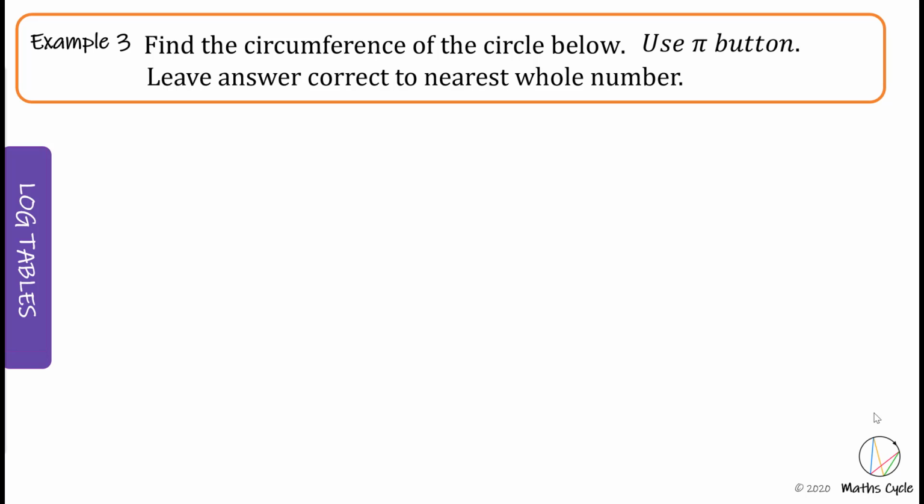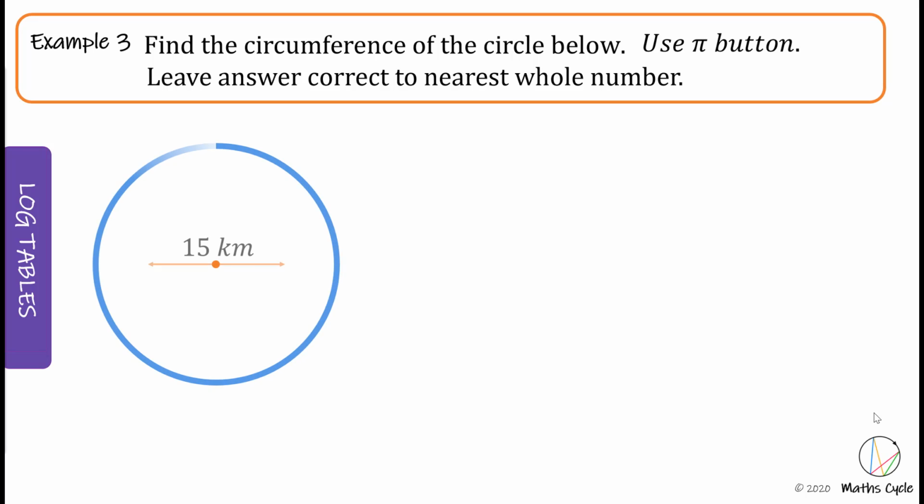Now, example number 3. Find the circumference of the circle below. This time use the pi button on the calculator and leave the answer correct to the nearest whole number. So we can see this time we have a circle and the diameter is 15 kilometers. Now we have to be careful there because our formula uses the radius, not the diameter. So the diameter here is 15 kilometers, so the radius will be 15 divided by 2.